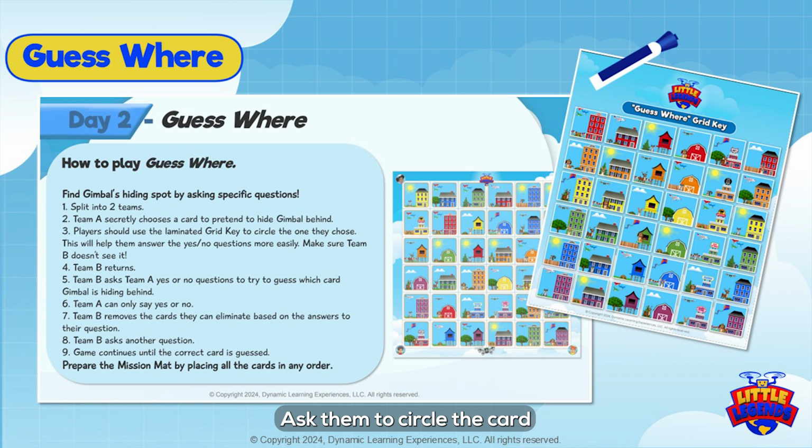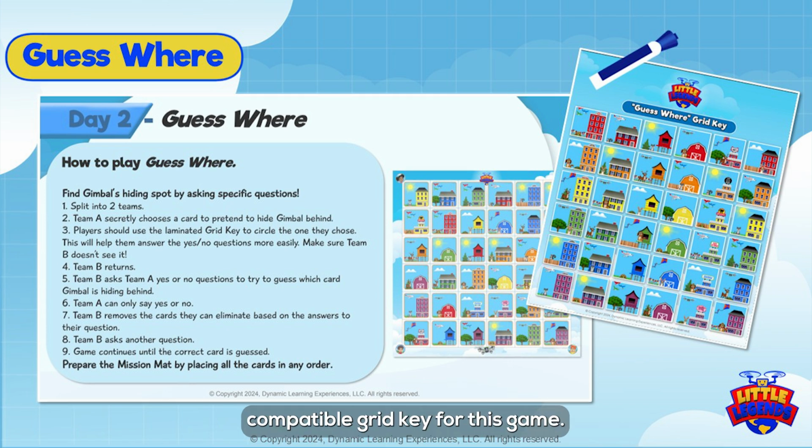Ask them to circle the card they select on the laminated grid key. Make sure the rest of the class doesn't see it. Do not write on the mission mats. Use the dry erase marker compatible grid key for this game.